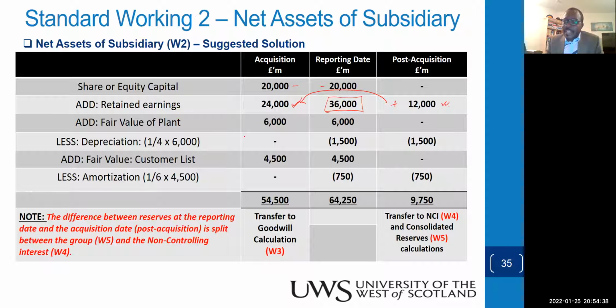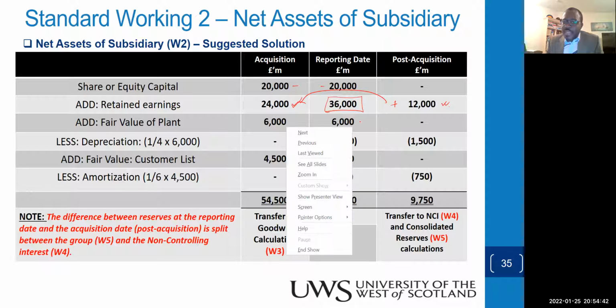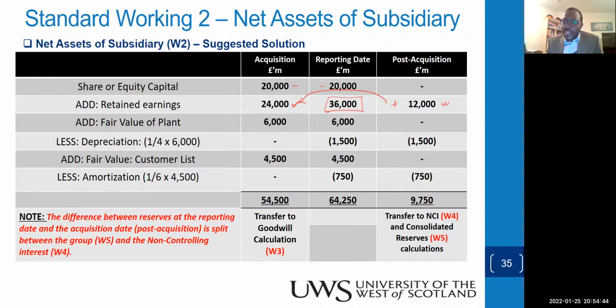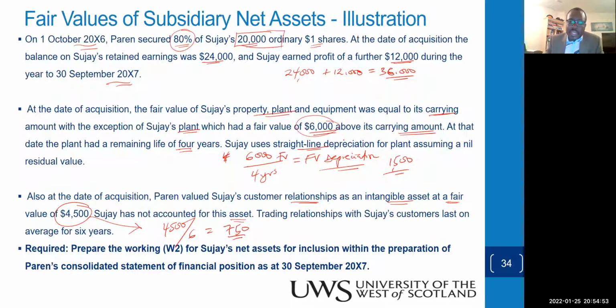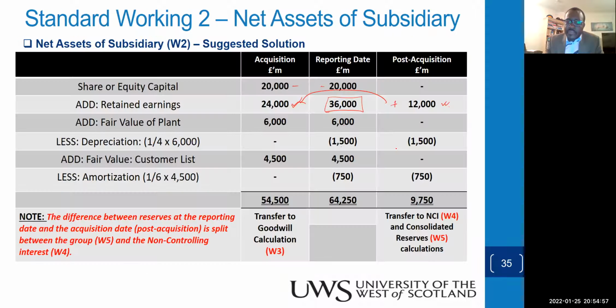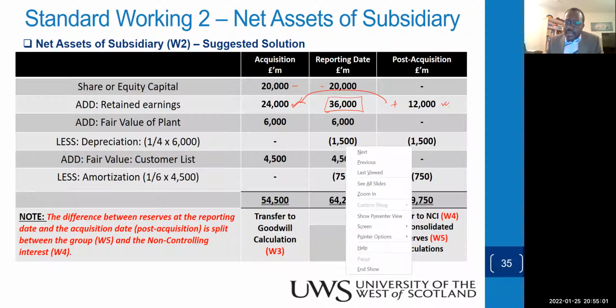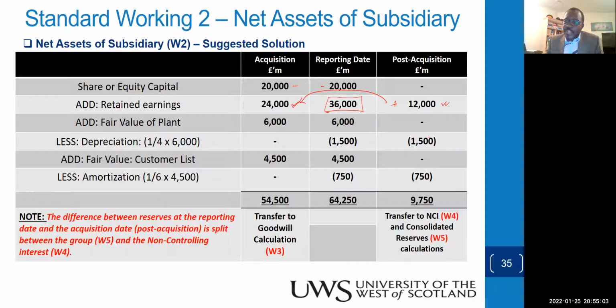Fair value of the plant above its carrying amount was 6,000. Same, it will be at the reporting date, nil for the post-acquisition. Then remember the fair value was depreciated over 4 years. We showed it there, right? 1,500 per year, 4 years. So we subtract. It's a depreciation, and it must be carried over to the post-acquisition elements.